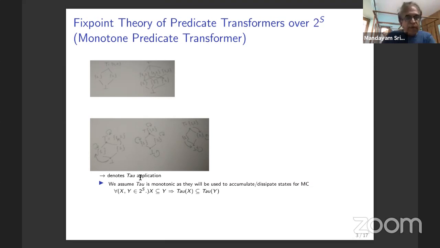The predicate transformer is represented as tau. We assume that tau is monotonic, since what we are interested in, through these model checking algorithms, is accumulating states or dissipating states during model checking.